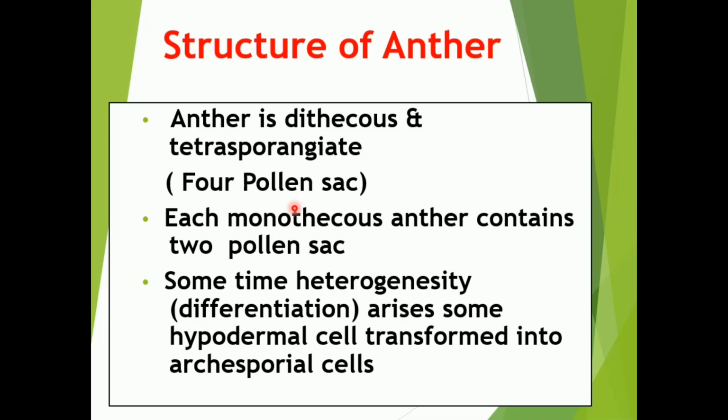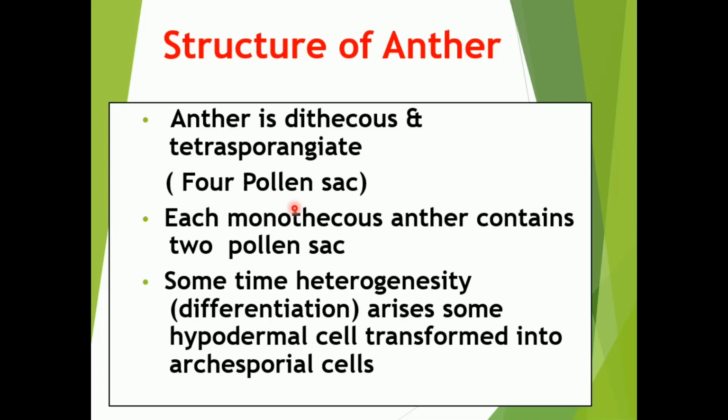Each monothecous anther contains two pollen sacs. In a dithecous anther, four pollen sacs are present. Therefore, they are called tetrasporangiate. If you observe the structure of the anther, the anther is heterogeneous.